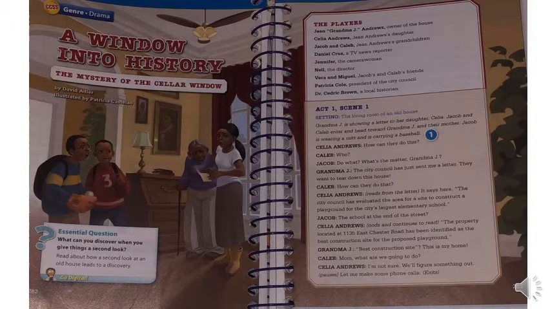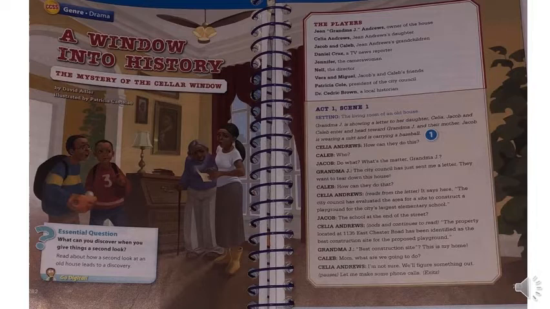How can they do this? Who? Do what? What's the matter, Grandma J? The city council has just sent me a letter. They want to tear down this house. How can they do that? Celia reads from the letter. It says here, the city council has evaluated the area for a site to construct a playground for the city's largest elementary school. The school at the end of the street? Celia nods and continues to read. The property located at 1135 East Chester Road has been identified as the best construction site for the proposed playground. Best construction site? This is my home. Mom, what are we going to do? I'm not sure. We'll figure something out. Let me make some phone calls.